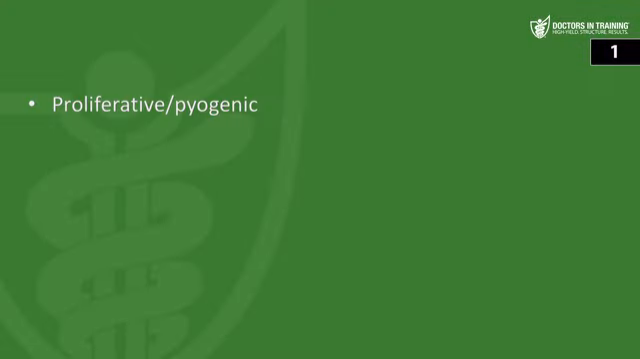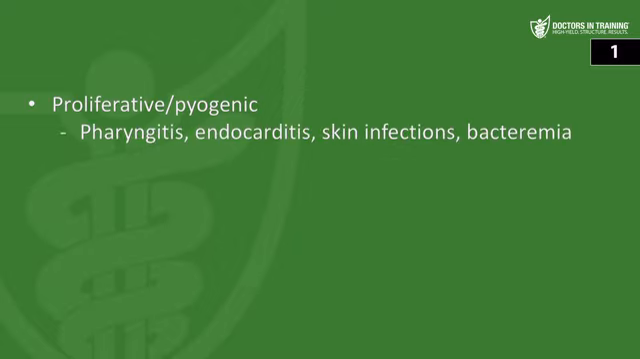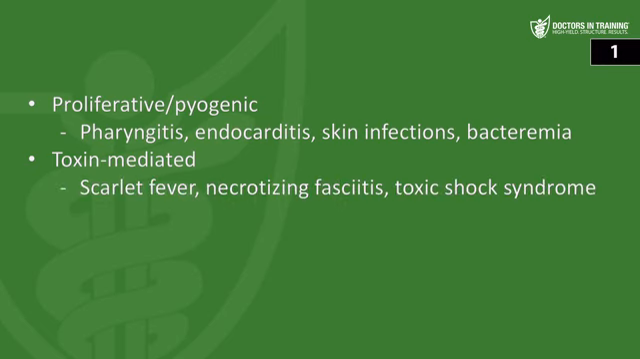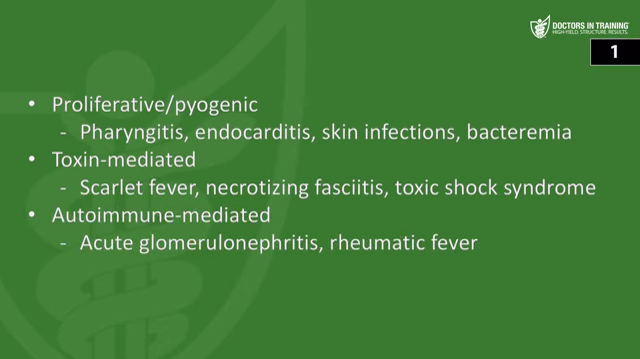Streptococcus pyogenes. There are different categories of disease. You have the proliferative or pyogenic category of infections such as pharyngitis, endocarditis, skin infections, and bacteremia. You also have the toxin-mediated disease including scarlet fever, necrotizing fasciitis, and toxic shock syndrome. Then the autoimmune-mediated disease, which include acute glomerulonephritis and rheumatic fever.